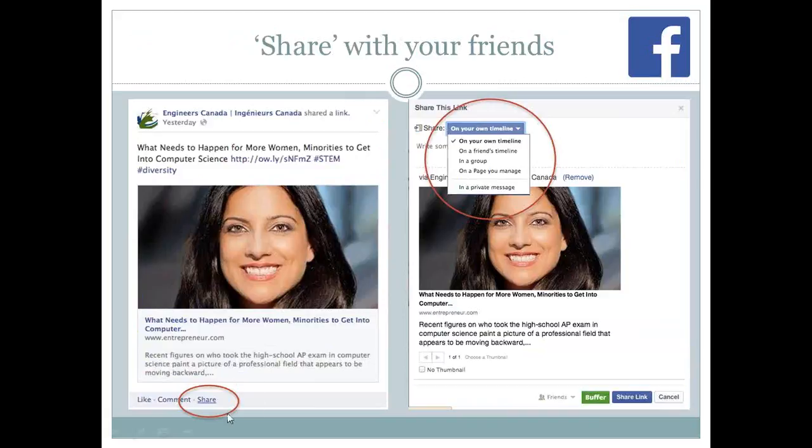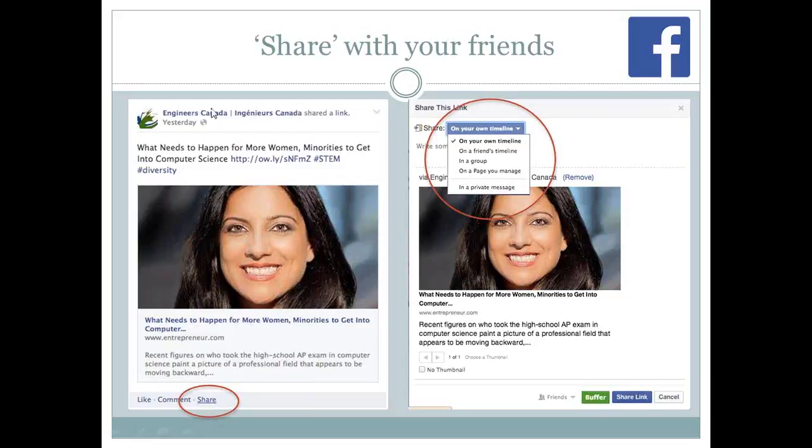Another thing is with the share feature. So this is really, really powerful. So if you don't remember anything else about Facebook, we ask you to remember this. Find the National Engineering Month Facebook page, click on the share button at the bottom of anything that you like that you think is interesting and relevant.